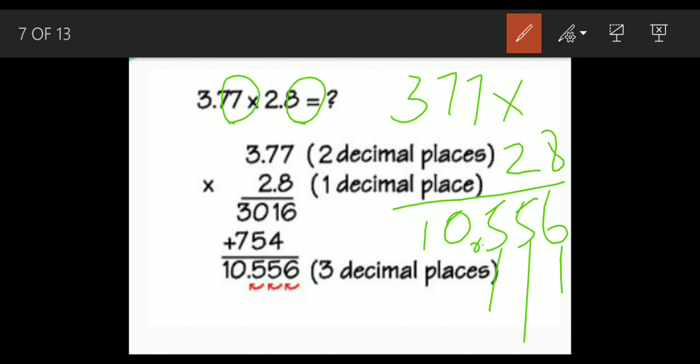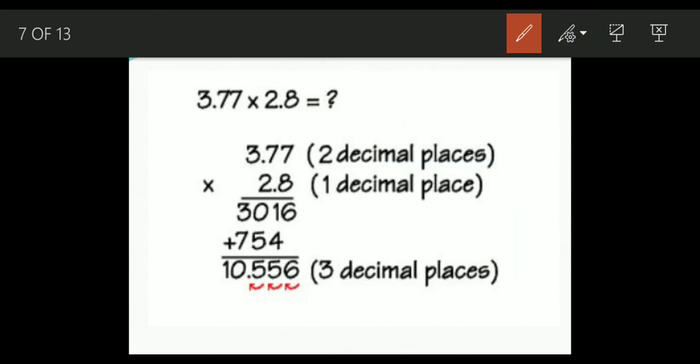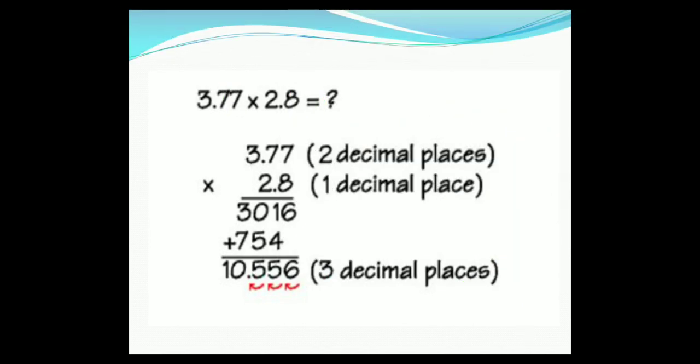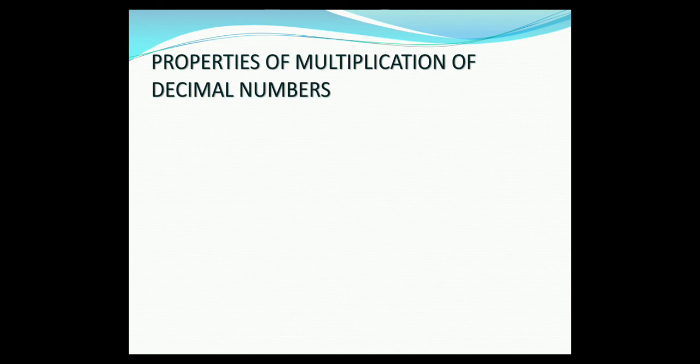So from the right side, as I said, I'll be counting from the right side. I'll count and then I'll keep the point. So my answer is 10.556. Clear? So this is how you multiply two decimal numbers. Clear, everyone? Yes. So now you are thorough with multiplication of decimal numbers.